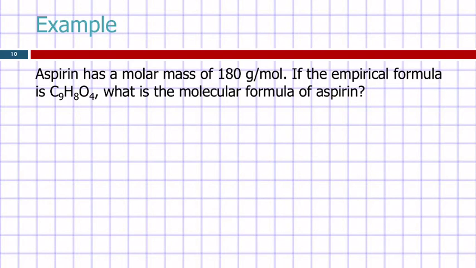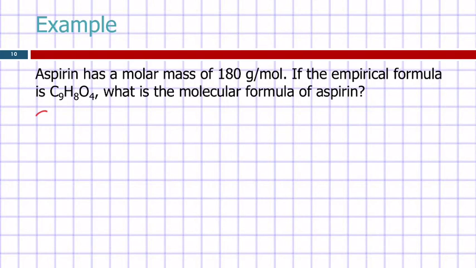Aspirin has a molar mass of 180 grams per mole. If the empirical formula is C9H8O4, what is the molecular formula of aspirin? The molecular formula is some multiple of this. All the subscripts multiplied by the same number. It might be 1, it might be 2, it might be 3, we don't know what it is. So what we're going to do is take this empirical formula and find out the mass of that.